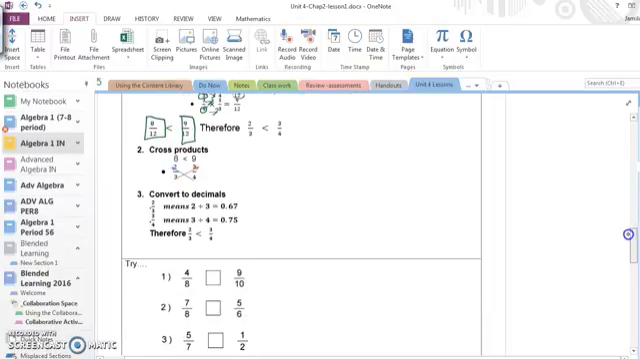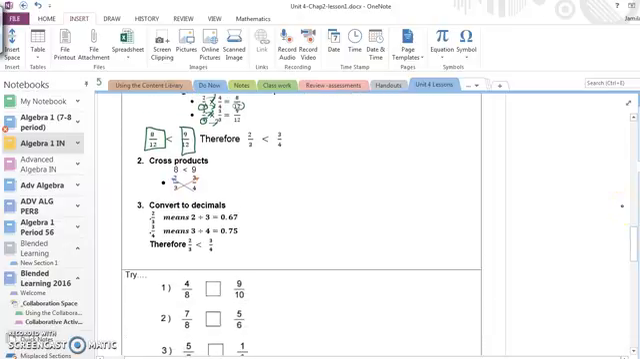The second way is using cross products. Now here's the thing with cross products. You have to start with the bottom denominator and you multiply to its diagonal. The product you would list above the numerator that you point to, that you multiply to. So 3 times 3, and this 3 is in the numerator, so 9 goes above it.